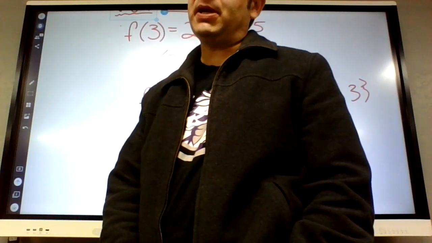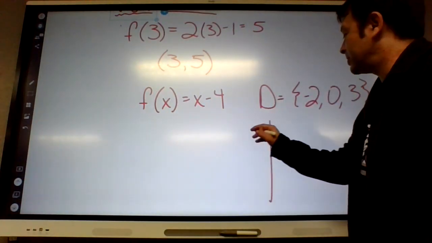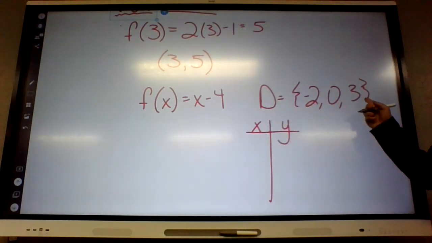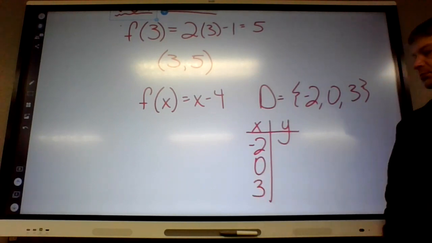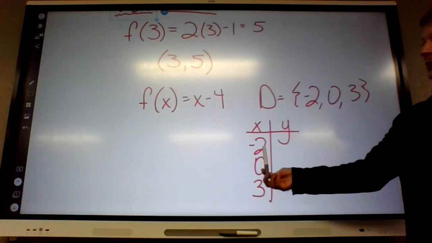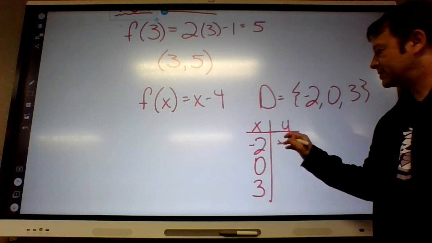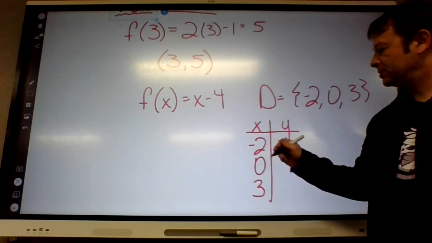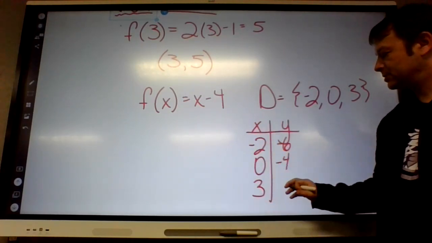okay, it does say make a table to represent this, so I guess we'll go ahead and do that. So the x values we're going to use are negative 2, 0, 3. So all you do is plug in negative 2. Negative 2 minus 4 is? Negative 6. Plug in 0. 0 minus 4? Negative 4. And then plug in 3. 3 minus 4? Negative 1.